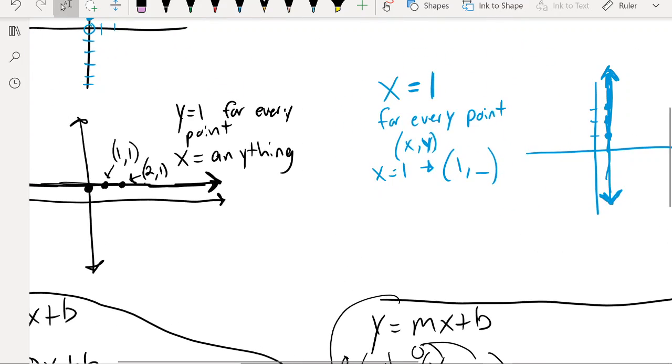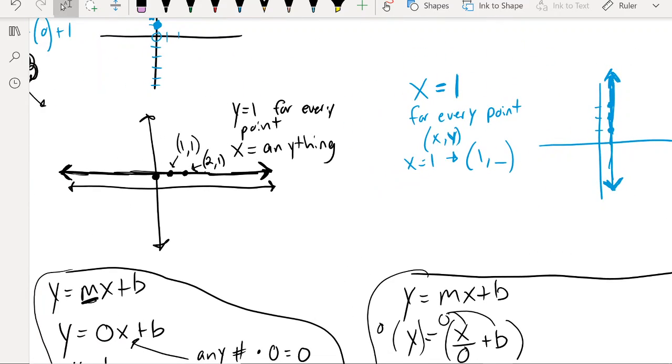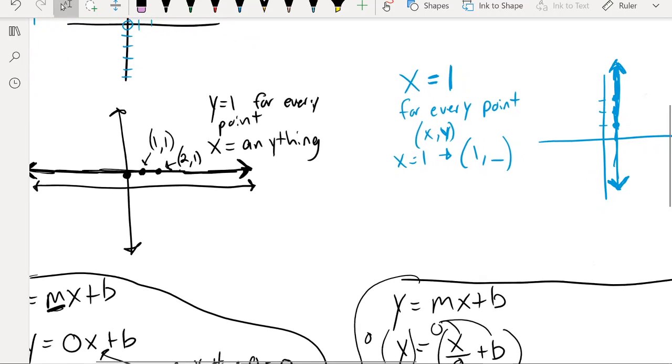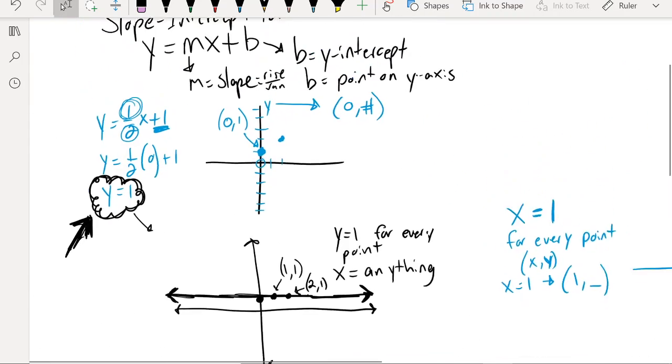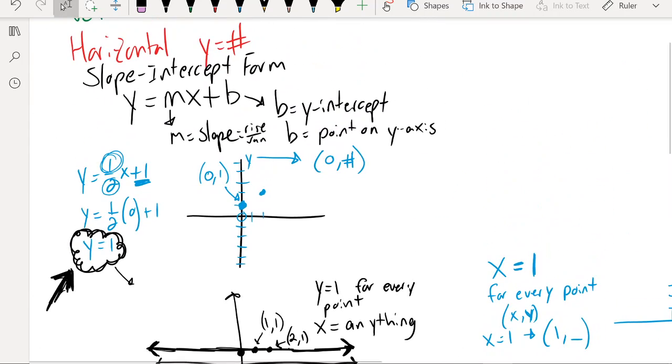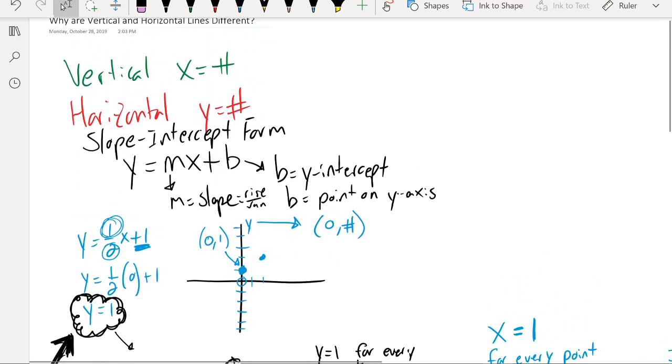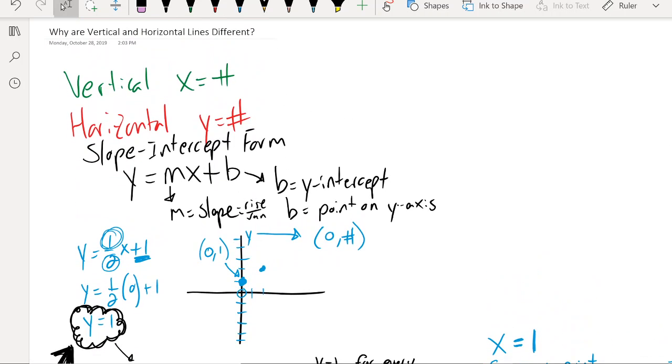Okay, so horizontal and vertical lines are different because they make the slope go away in one way or another. They make that m value go away, and they produce a horizontal or a vertical line, which, by the way, are always perpendicular. A horizontal and a vertical line will always meet at a 90-degree angle. Another fun fact.